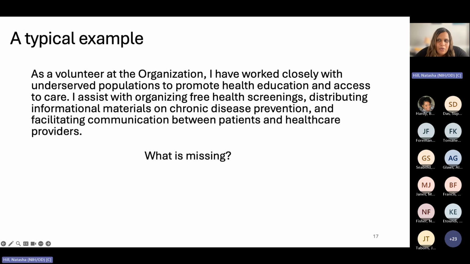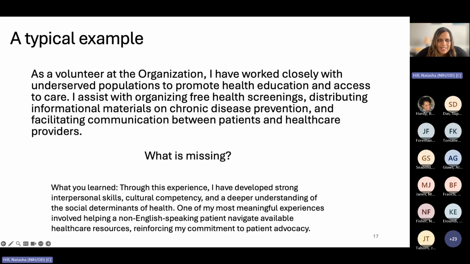And so if you're thinking about what you learned as being the aspect that's missing, you're absolutely right. What was missing from this description is what you've learned, right? So through this experience, I've developed strong interpersonal skills, cultural competencies, and a deeper understanding of the social determinants of health. One of my most meaningful experiences involved helping a non-English speaking patient navigate available healthcare resources, reinforcing my commitment to patient advocacy. Right? So think about how you've grown, what you gained from these experiences, and make sure that you include that in your experience description or narrative.